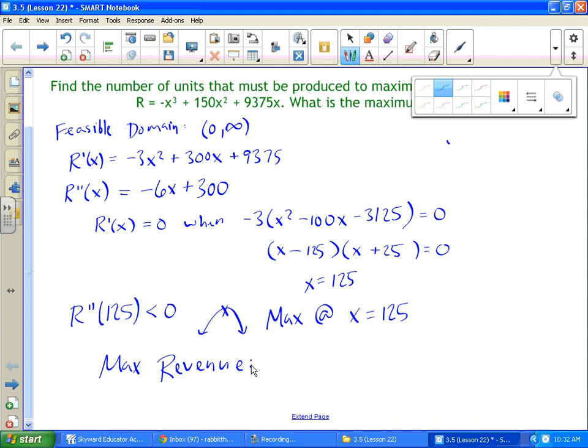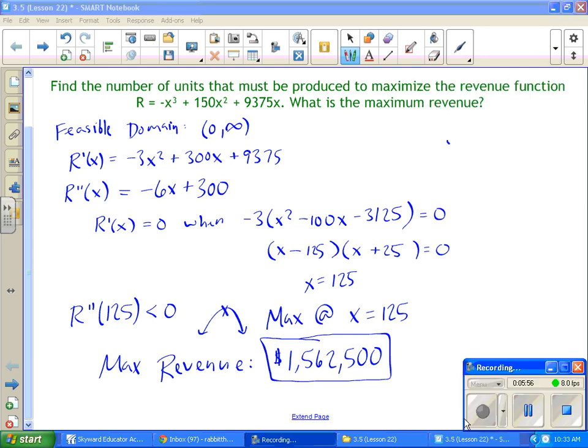how do I find it? Plug it back in the original, right? So is it over 1 million? Like 1,562,500? That's what I have. Is that what you guys are getting? Plug 125 into here. This is your revenue equation. Yep, that should give you that. So go ahead and check it. Okay, and that's what it asks for. What is the maximum revenue? So any questions on that? That one's pretty straightforward, right?